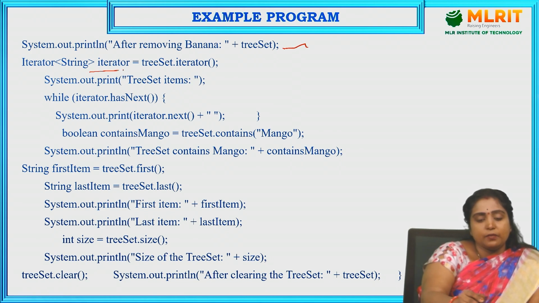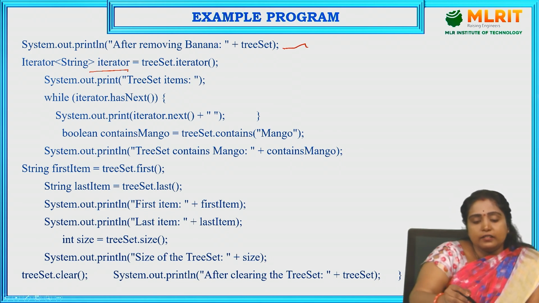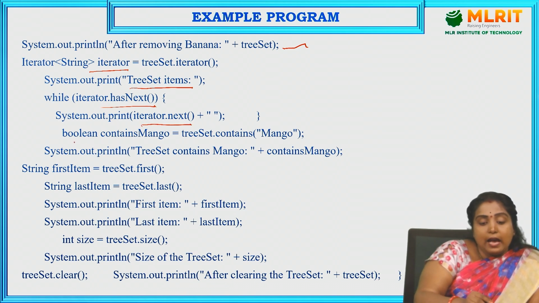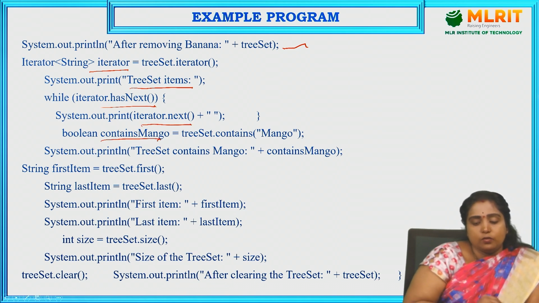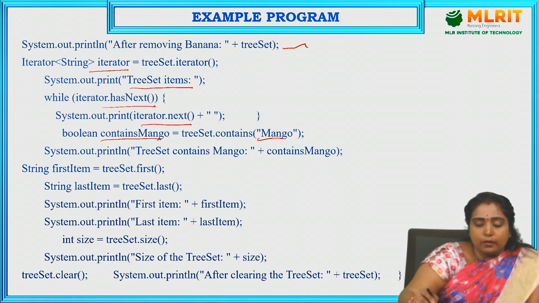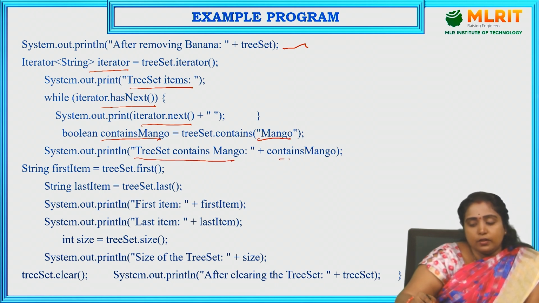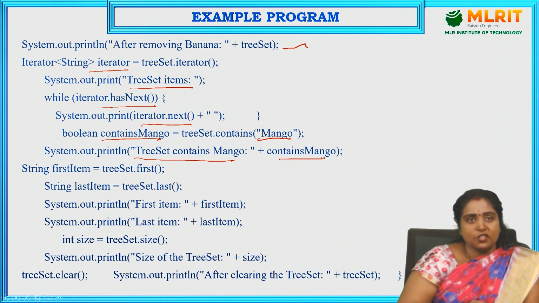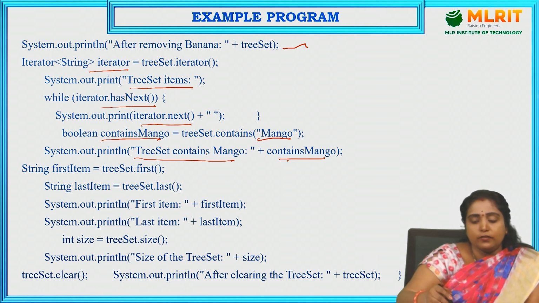And next, I am taking the iterator here. I am just iterating these elements. So, TreeSet items. If any next elements are present, it will return you the next. Next, I am checking contains mango. So, whether the TreeSet contains mango or not. If it contains mango, it will return you true.